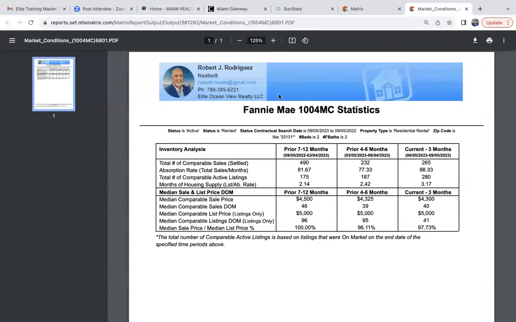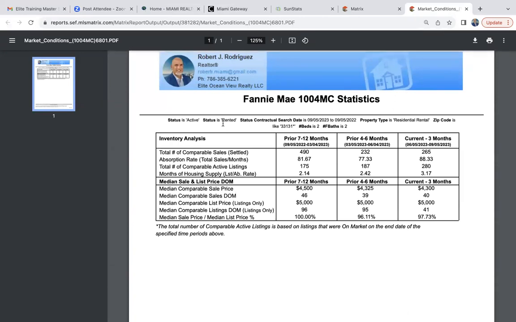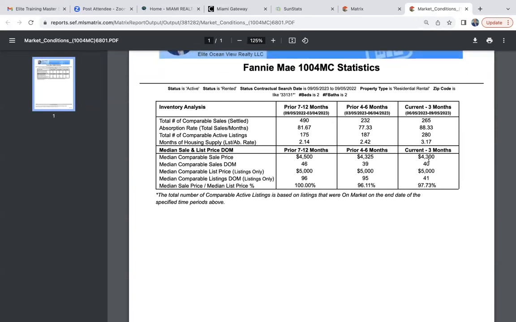Keep in mind that you can always focus on one particular building by entering the address. So we're looking at a median rent price of $4,300 for a 2-2, and they are renting at 97.7% of the original price. We have 3 months of inventory. So currently there are 280 units available, and we are renting 88 units per month, leaving you with 3 months of inventory.